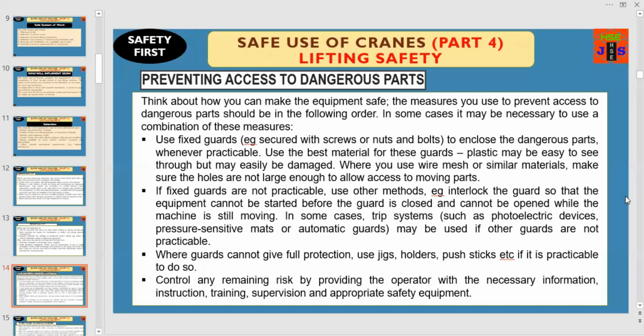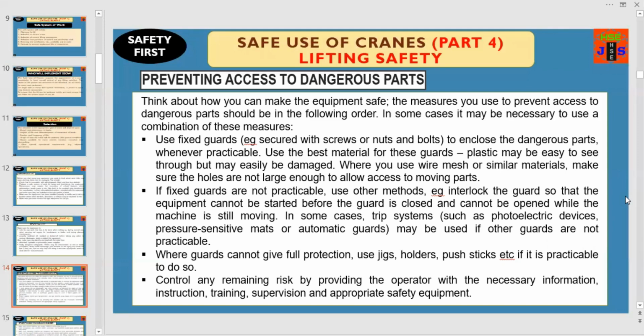For example, interlock the guard so that the equipment cannot be started before the guard is closed and cannot be opened while the machine is still moving. In some cases, trip systems such as photoelectric devices, pressure-sensitive mats, or automatic guards may be used if other guards are not practicable.